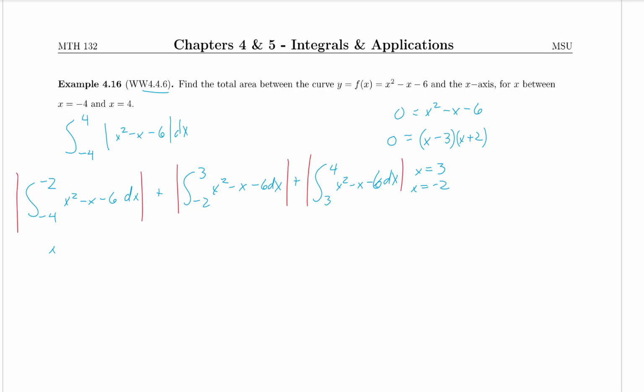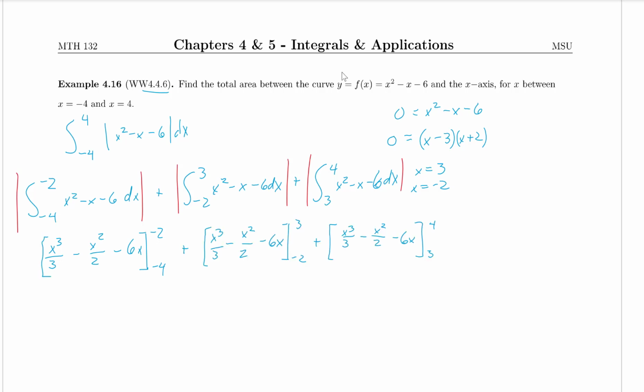Now, let's go ahead and find our antiderivatives. So in each case, the antiderivative is going to be x cubed over 3 minus x squared over 2 minus 6x. For the first one, we're going to evaluate from -4 to -2. We're going to do the exact same for the next 3 intervals, but they're going to be evaluated from those endpoints. So there's each one of our antiderivatives. So we took the antiderivative, evaluated from -4 to -2, the same antiderivative from -2 to +3, the same antiderivative from 3 to 4, and we're going to need to find the absolute value of each one of these antiderivatives evaluated at the endpoints.